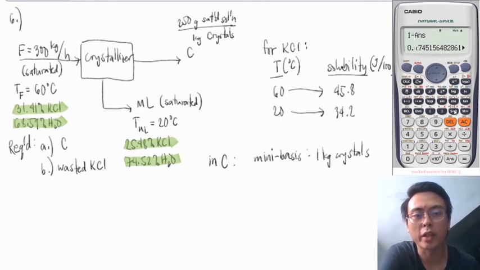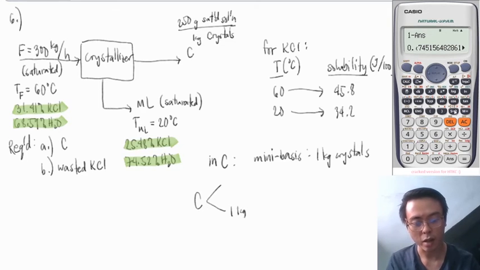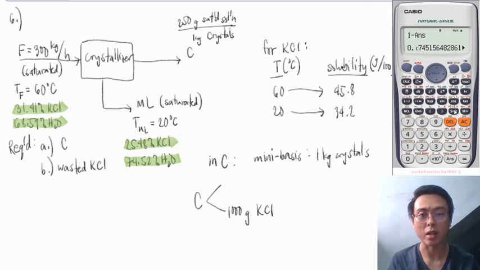That means that you have 1 kilogram of dried KCl crystals. Okay, so let's dissect C. We now have 1 kilogram, or I will be using grams. So I now have 1,000 grams of KCl. This is obtained as the crystal. And based on the ratio, I should have 250 grams of the saturated solution. I will also be calling this the mother liquor. So we have 250 grams of adhering mother liquor.